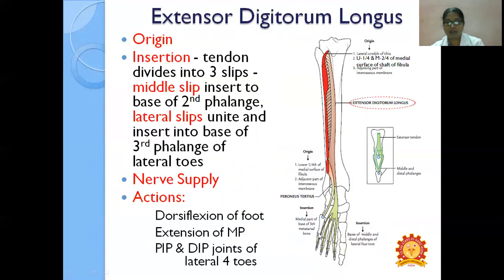Action: dorsiflexion of the foot, extension of the metatarsophalangeal joints, proximal interphalangeal joints and distal interphalangeal joints of the lateral 4 toes. So except the great toe, all other toes, it will cause extension of the metatarsophalangeal, proximal and distal interphalangeal joints.